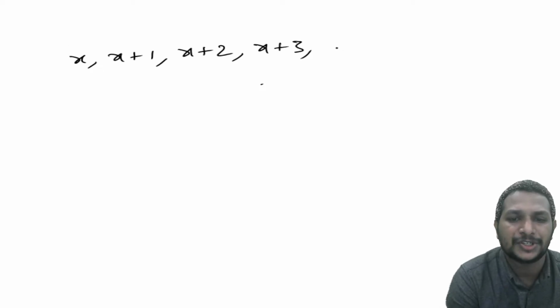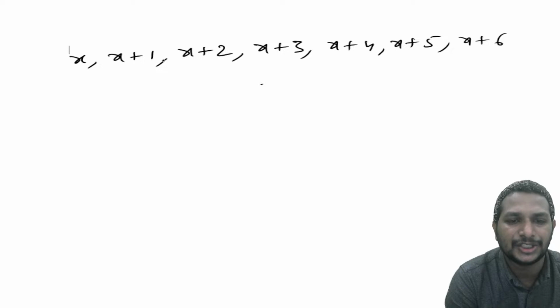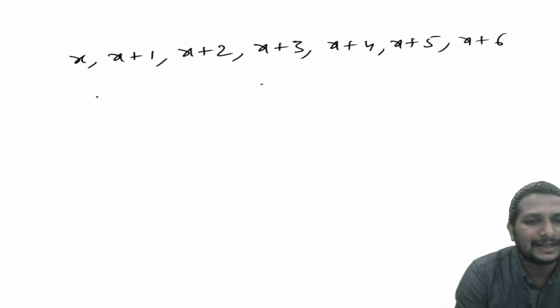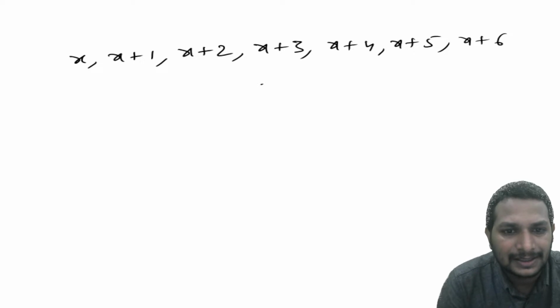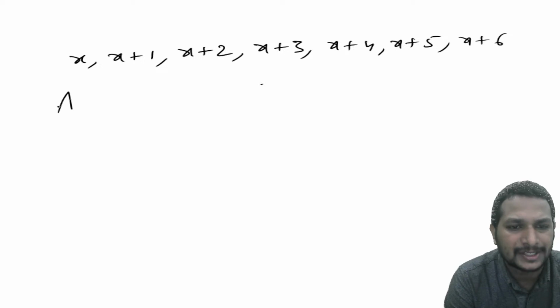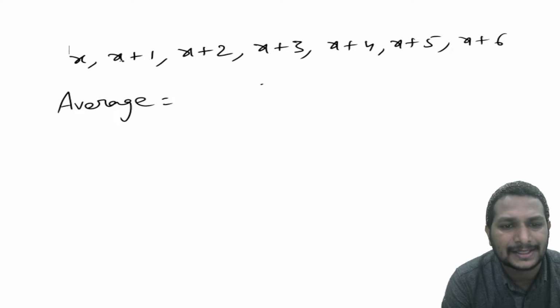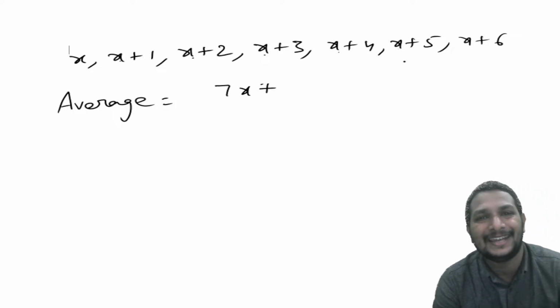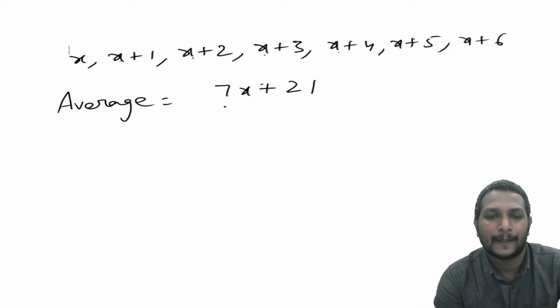Consecutive numbers are x, x plus 1, x plus 2, x plus 3, x plus 4, x plus 5, x plus 6. Altogether 1, 2, 3, 4, 5, 6, 7. They are telling that the average is 20. Average means sum of observations by number of observations. Add all the like terms: x, 2x, 3x, 4x, 5x, 6x, 7x. Now add the numbers: 1 plus 2, 3, 3 plus 3, 6, 6 plus 4, 10, 10 plus 5, 15, 15 plus 6, 21, by 7.